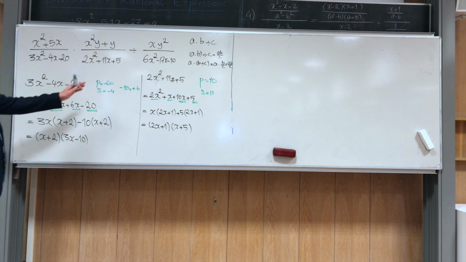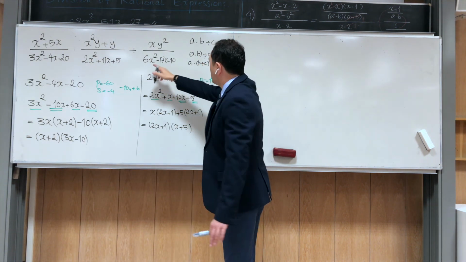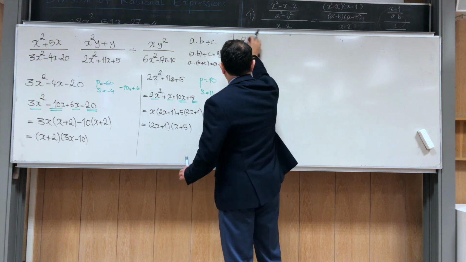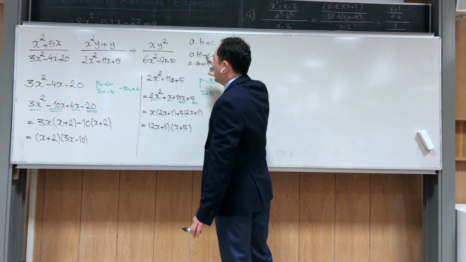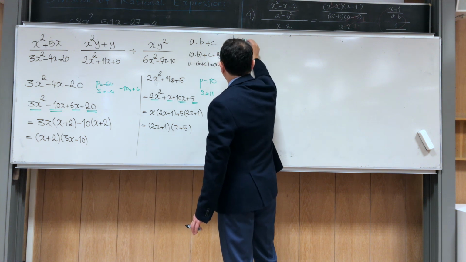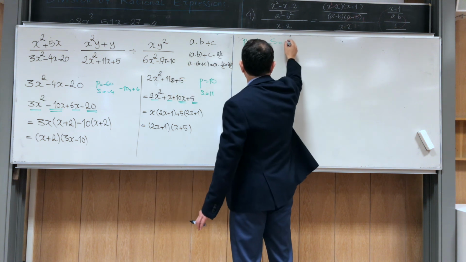And then I go to the last one here. So 6x squared. So what is the product? The product is supposed to be, so let me write it with a different color. So the product is supposed to be minus 60, and the sum is supposed to be minus 17.